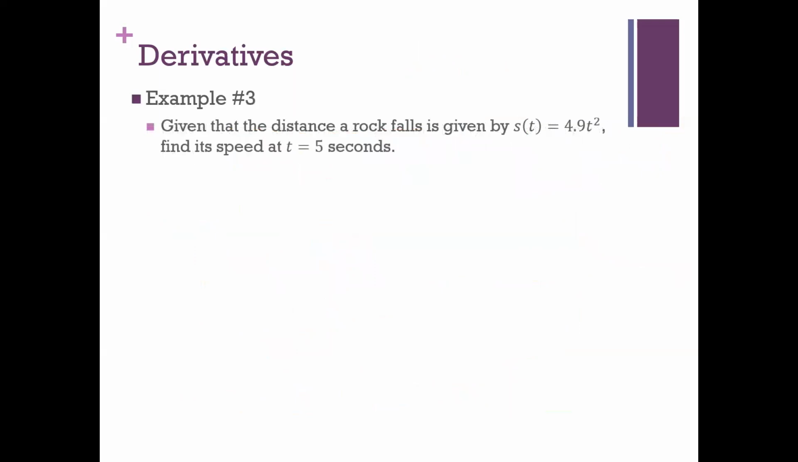So back to this thing. I'm telling you that the distance a rock falls is given by this thing. Now we have the tools to find its speed after 5 seconds. So we should talk about this. Let's write down the derivative again. F prime of A is equal to the limit as h approaches 0. I gave you two different looks of what the derivative looks like. I believe this one's more commonly used. It is no more valid than the other one.